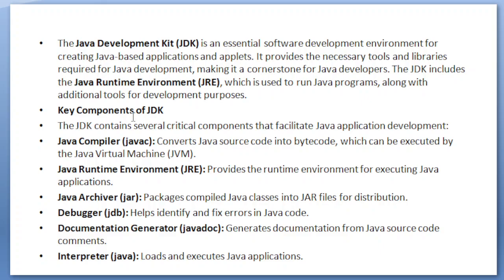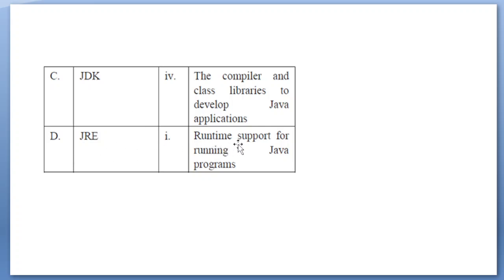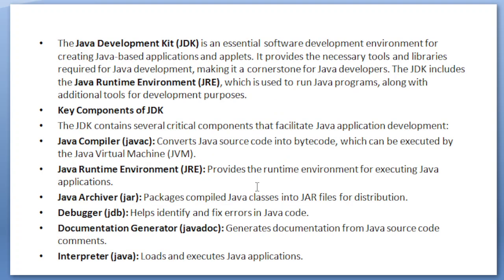In JDK, we can see the JRE, that is Java Runtime Environment. Here I mentioned the runtime support for running Java programs. JRE full form is what? Java Runtime Environment. JDK consists of many other tools also. Apart from these components, we have many others: the Java compiler, Java runtime environment, Java archiver, debugger, documentation generator, interpreter. These are all included in the Java Development Kit.